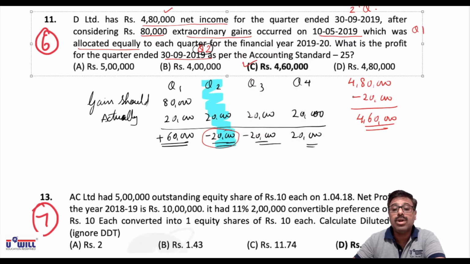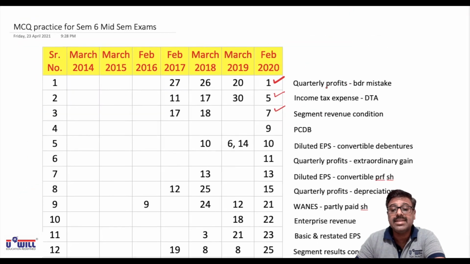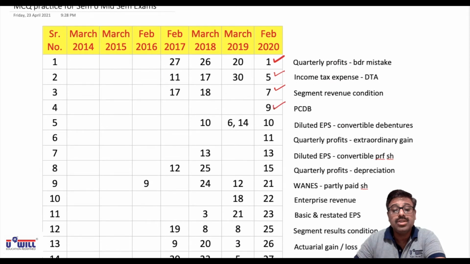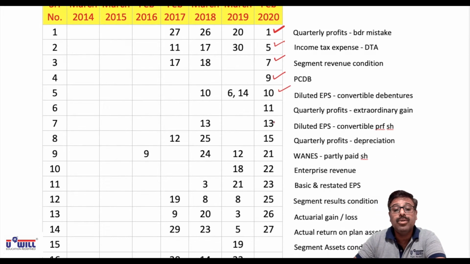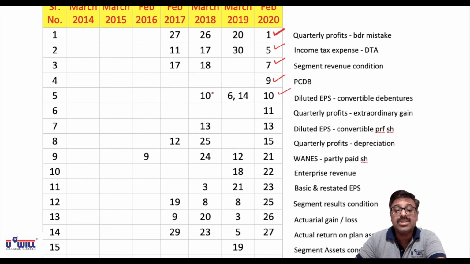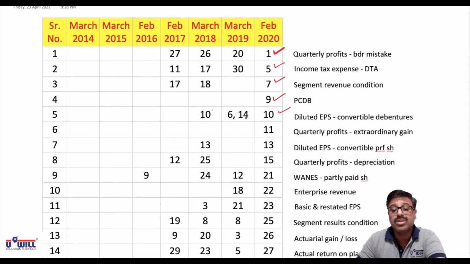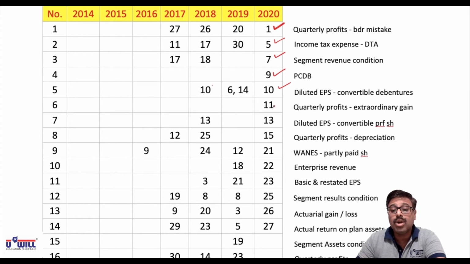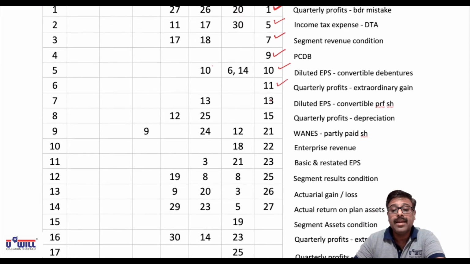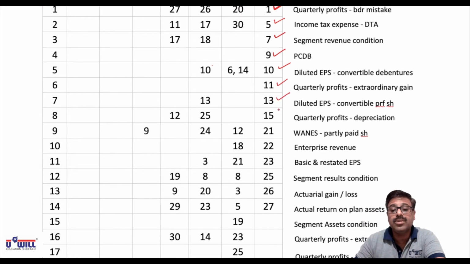Okay, so see that you all keep on trying the questions on your own. Like just now we did 9th question, so there is no similar question for post periodic cost of defined benefit. But for question 10, what we did right now, you can try March 2018's question 10 and March 2019's question 6, as well as question 14, which is based on convertible debentures. And again we did quarterly profits, extraordinary gain, you don't have a similar question for that.